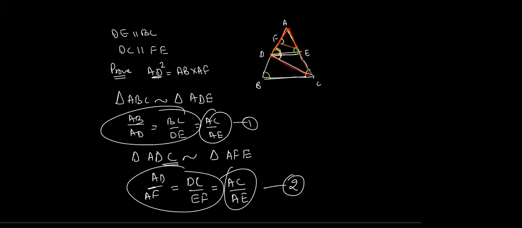ये भी इन दोनों के इक्वल होगा. So you can write it AB upon AD will be equals to, and here we have also AD upon AF. So we can write it AD upon AB is equals to AD upon AF. So now this AD will go to that side. So you can write here AD square will be equals to AF into AB. And that we need to prove.